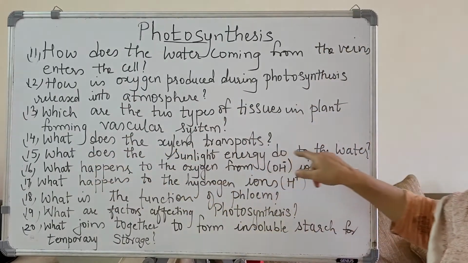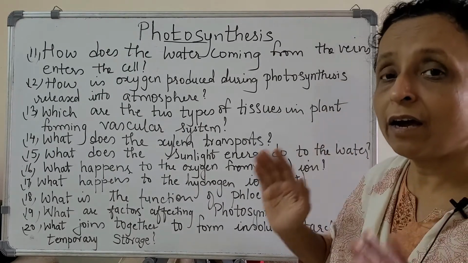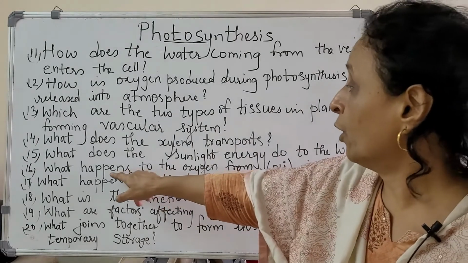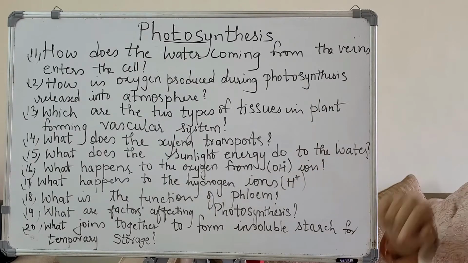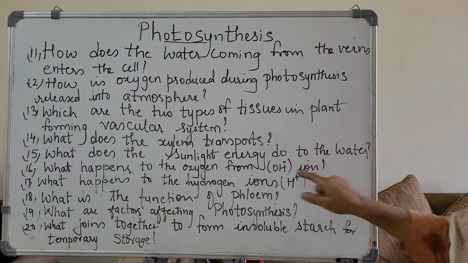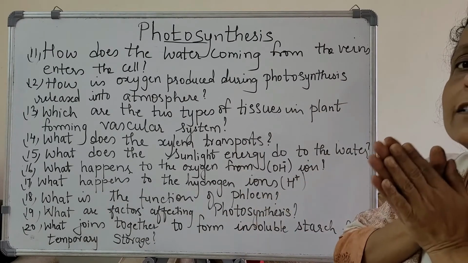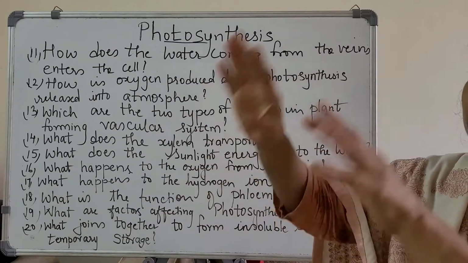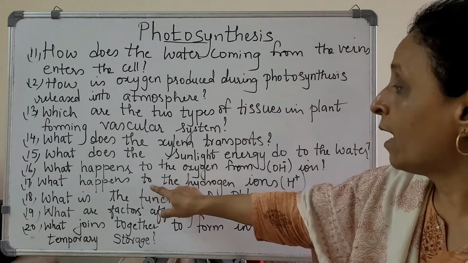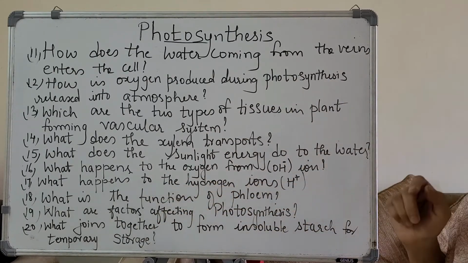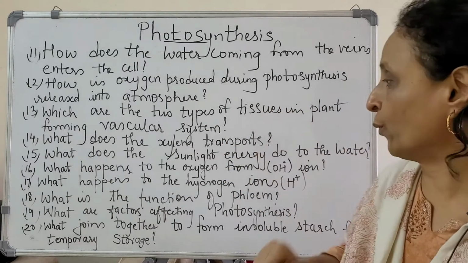What does the sunlight energy do to the water? It breaks the water into hydrogen ion and hydroxyl ion. Now, what happens to the oxygen from the hydroxyl ions? It breaks from hydrogen and combines with another oxygen, and it is released through stomata. So oxygen is released in the atmosphere. That is what happens to this oxygen. What happens to the hydrogen ion? Hydrogen ion combines with carbon dioxide to form C6H12O6, that is glucose.